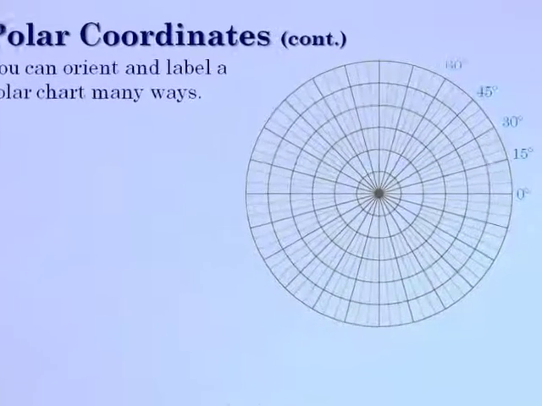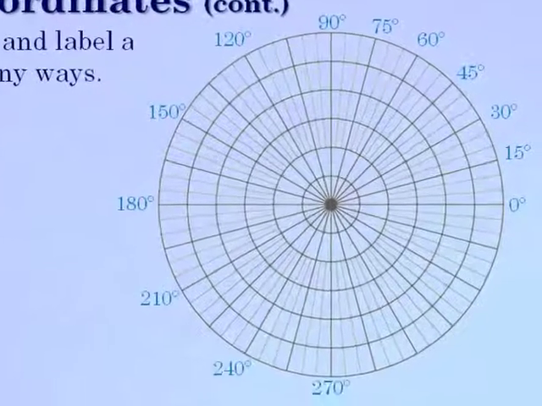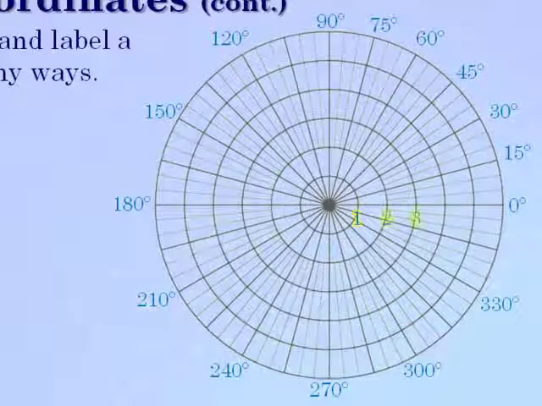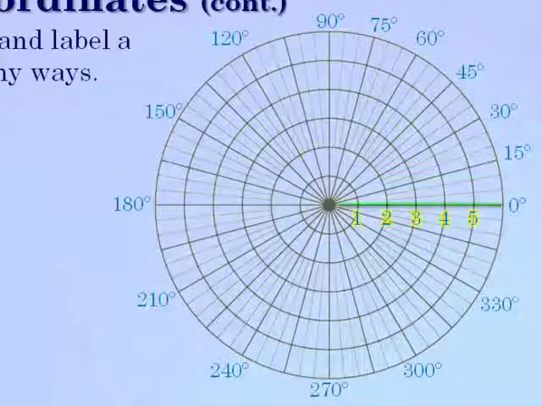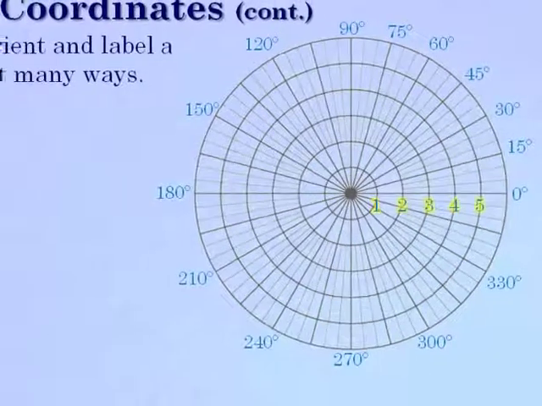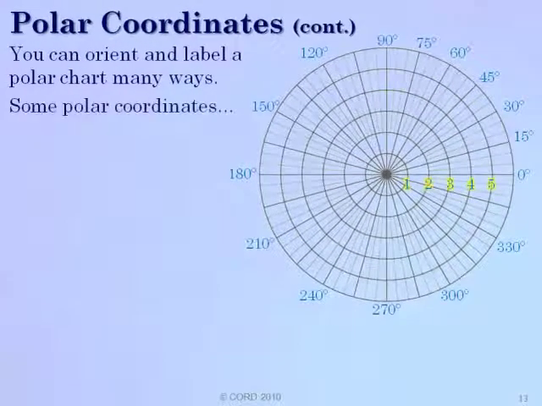You can orient and label a polar chart in many ways, but as I said, we will always start with 0 being at the horizontal 3 o'clock position there. And we'll use, in this case, a scale of 1, 2, 3, 4, 5 for our r values. You can just as easily use 10, 20, 30, 40, 50, or 2, 4, 6, 8, 10, or whatever you would like, just as you can on a Cartesian coordinate system.